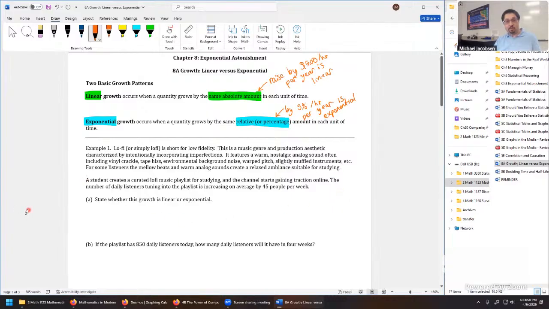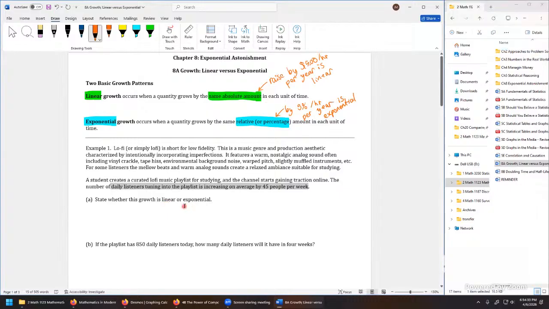But nonetheless, that takes us to the major part of the problem. It says a student creates a lo-fi music playlist for studying, and the channel starts gaining traction online. So we're talking about growth. When it says gaining traction, that channel is growing listeners. The number of daily listeners tuning into the playlist is increasing on average by 45 people per week. So that's our increase. And what would you all say for this one? Would this mean it's growing linearly, or is it growing exponentially? Exponentially.